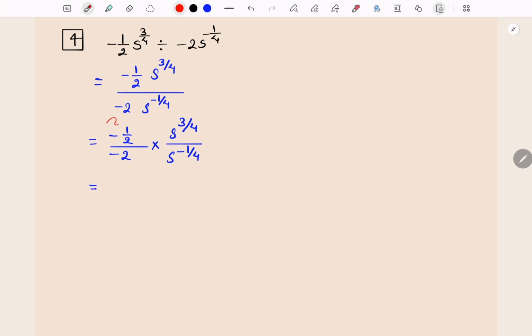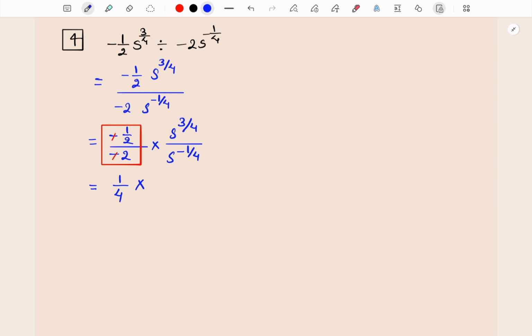Now look at this part, the constant coefficients. Negative divided by negative gives positive, so we can cancel out the negative signs. Then again we have 1 over 2 divided by 2, so that is nothing but 1 over 4. That is 1 over 4, right? And here we have s raised to the power of 3 over 4 divided by s raised to the power of negative 1 over 4.